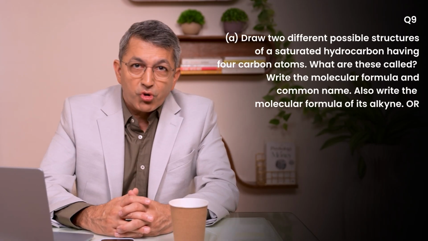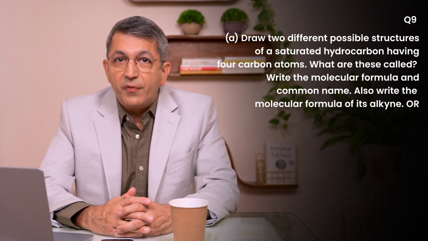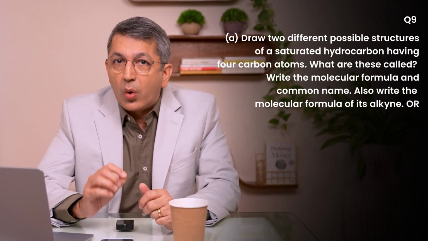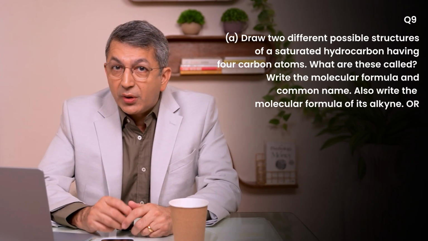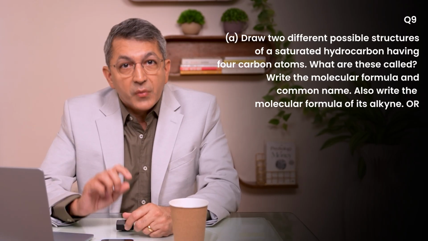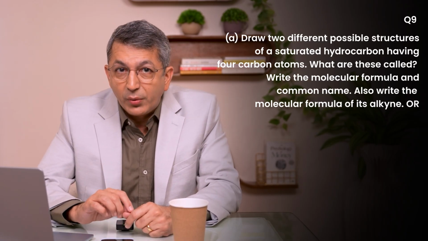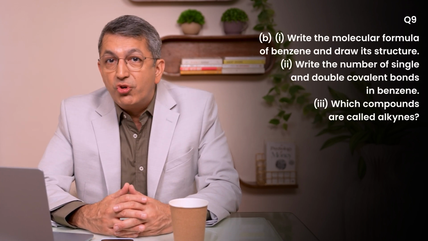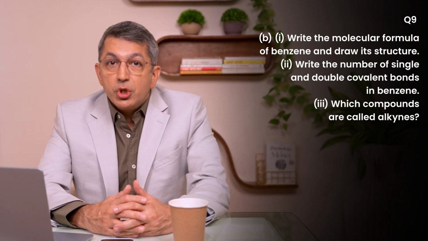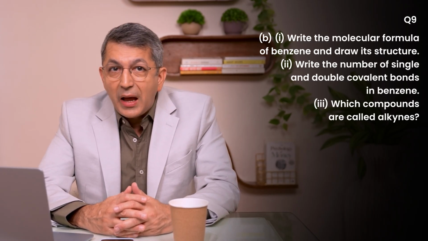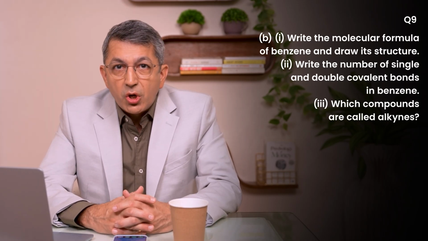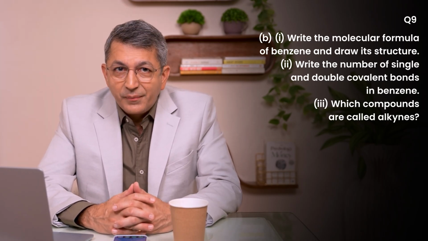Question 9a. Draw 2 different possible structures of a saturated hydrocarbon having 4 carbon atoms. What are these called? Write the molecular formula and common name. Also, write the molecular formula of its alkyne. Or B1. Write the molecular formula of benzene and draw its structure. 2. Write the number of single and double covalent bonds in benzene. 3. Which compounds are called alkynes?